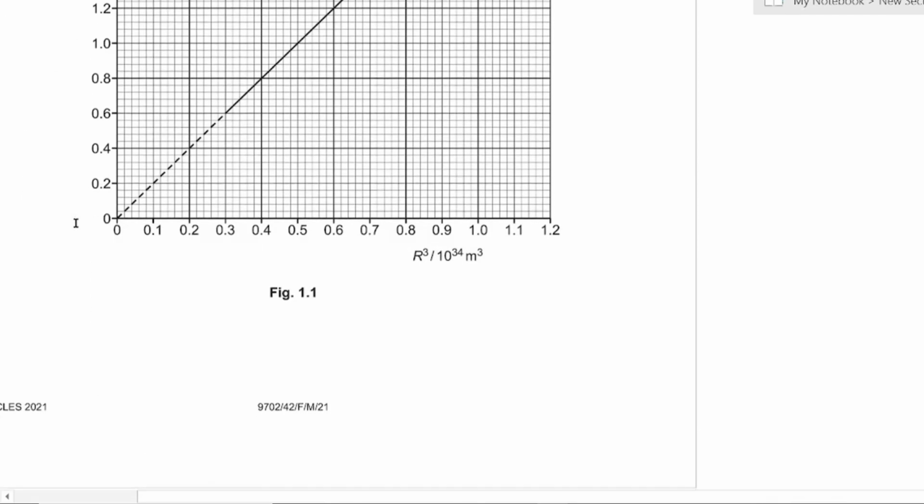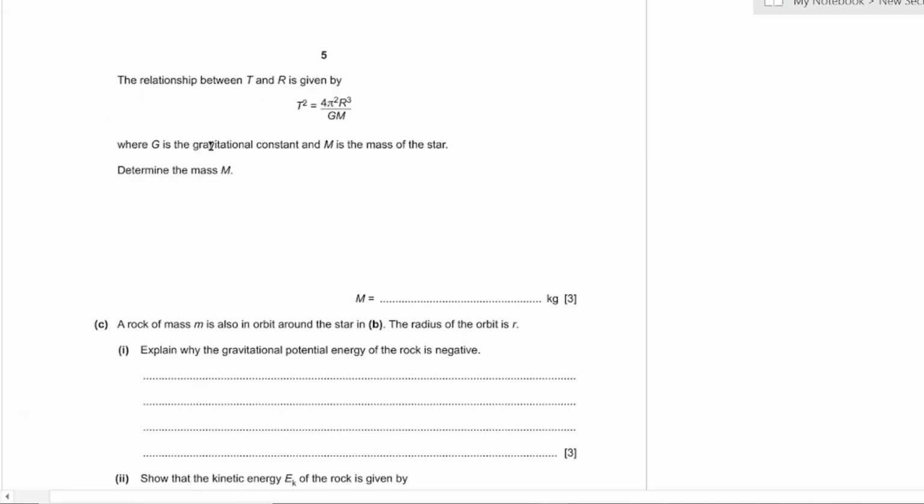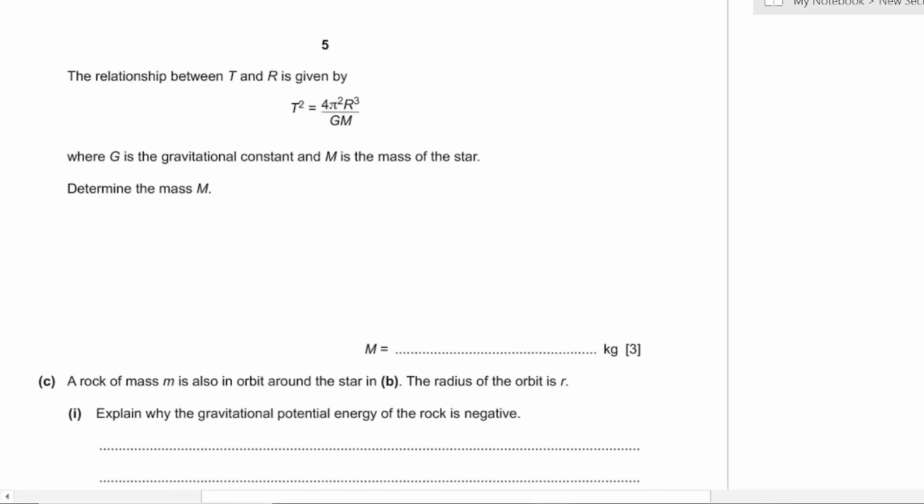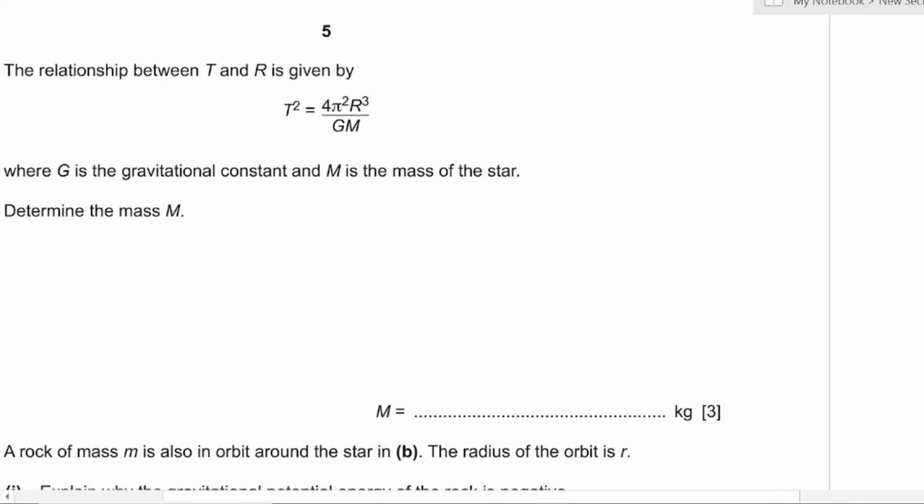What they're asking us is, they've given us the relationship between T and r, from that graph, the relationship between the period and the radius. T squared is equal to 4 pi squared r cubed divided by GM, where G is the gravitational constant and M is the mass of the star. What do they want us to do? They want us to determine the mass M that is present.